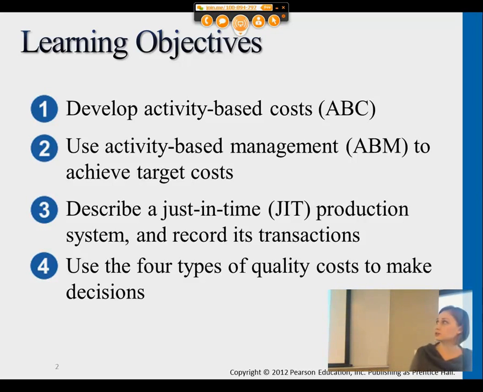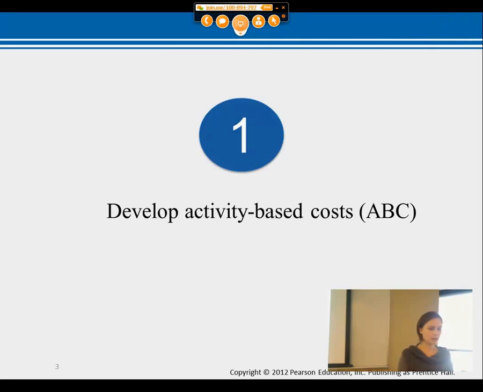Then, do you remember this, on the first quiz you had this just-in-time? Okay? So we'll describe how this just-in-time production works, and we'll learn how to write down the transactions. Okay? And then we'll use the 4 types of quality costing to make our decisions. So that's it. Only 4 parts for the chapter. Okay. So the first learning objective is how to develop activity-based costs. Again, it's your ABC. Okay?